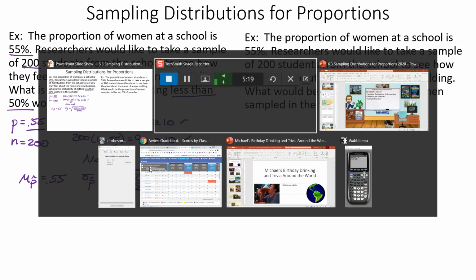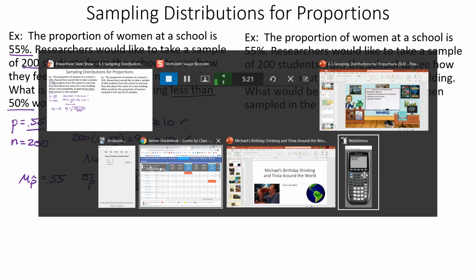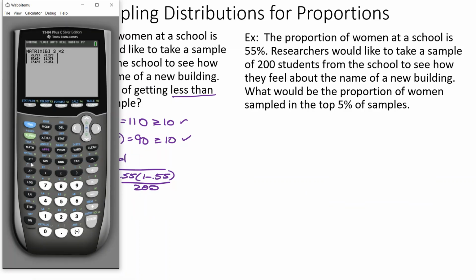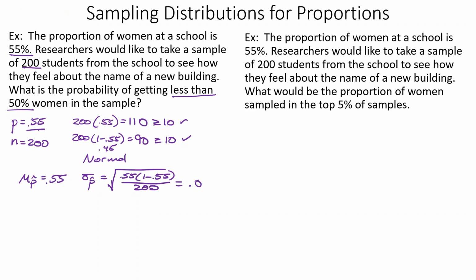Now, I don't know that one off the top of my head, so pulling out my trusty friend, the calculator. Second, square root, 0.55 times 1 minus 0.55, close parentheses, divided by 200. Notice all of it's under the square root. 0.035. Don't forget that 0. That's important. 0.035. All right, so now we've got a mean and a standard deviation.